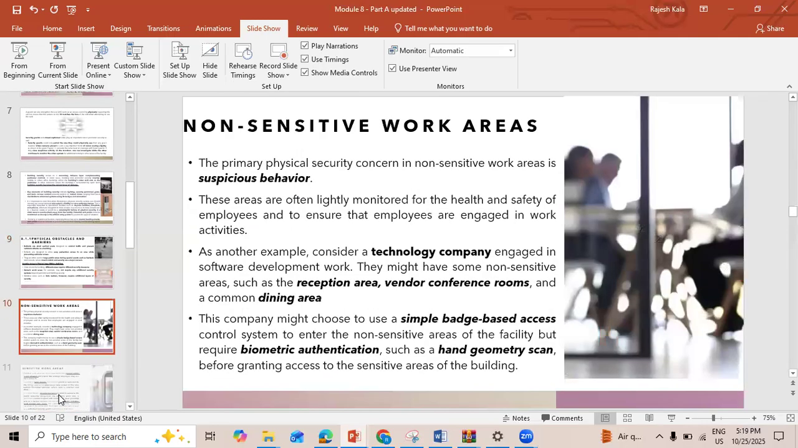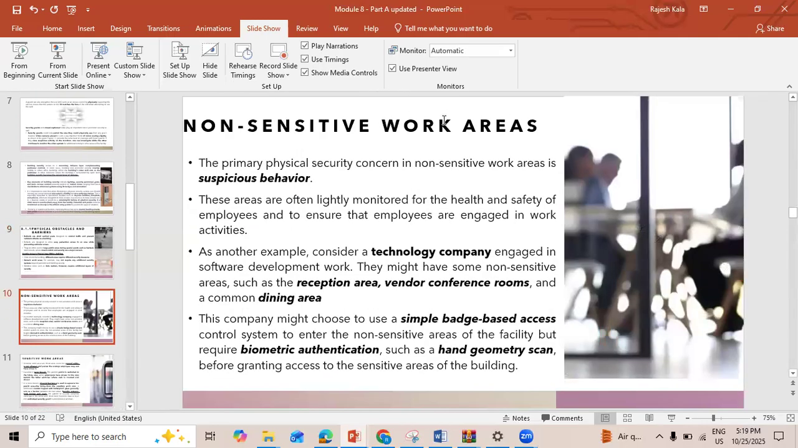Now, non-sensitive work areas means, like, we have a reception area. Every college and company has a reception area, then conference rooms and a dining area. In these places, not much technical work is happening, so there we can have a badge-based system. You scan the badge and get inside. But if you have a sensitive area, like a server room, data center room, or network security room, we need biometric authentication like facial scanning, hand geometry scan, or fingerprint scan for accessing sensitive areas.